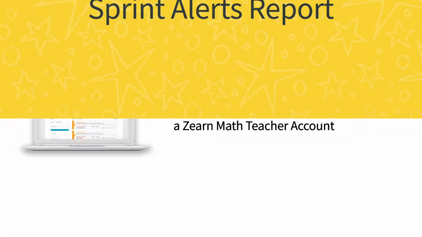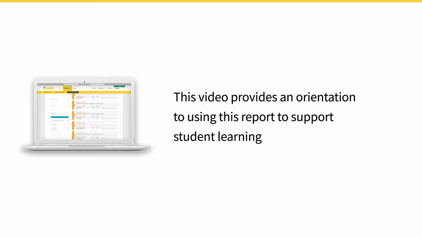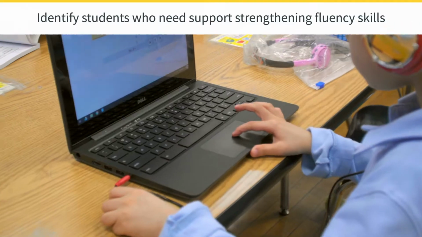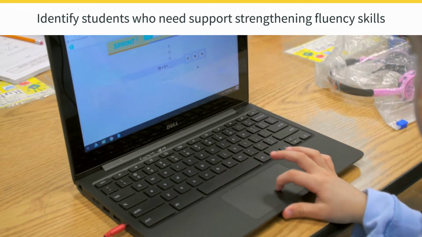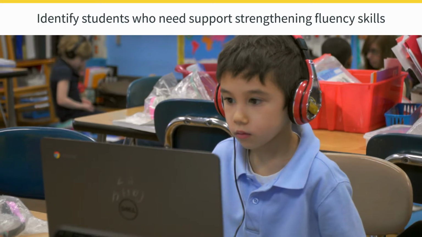Sprint Alerts report is one of the class reports available to educators through a Zearn Math Teacher account. This video will provide a detailed walkthrough of all of the data and insights in the report. Teachers can use the Sprint Alerts report to identify students who may need support strengthening fluency skills.